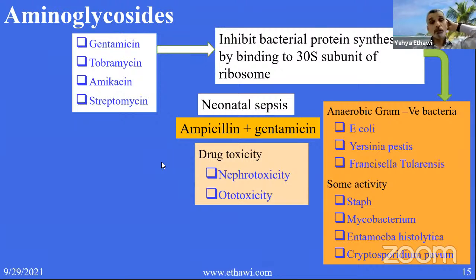Okay. So what about the macrolides? An example is azithromycin, clarithromycin, and erythromycin. They work as bacteriostatic by inhibiting the 50S subunit of the ribosome. And therefore, remember, they increase motility of the bowels.